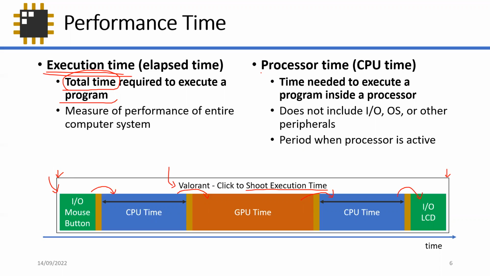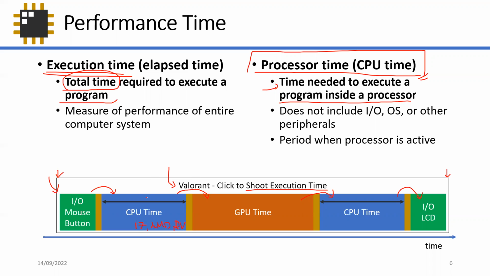Inside the execution time, a subset of it is the processor time. This is something that we'll be looking at throughout this lecture. It's the time needed to execute the program or a piece of the program inside a processor. Let's say your processor is an Intel i7 or an AMD. Or let's say we're ambitious and looking into a RISC-V processor that's doing Valorant things. Basically, it's the CPU time, literally the central processing unit time, that's being executed in the program.